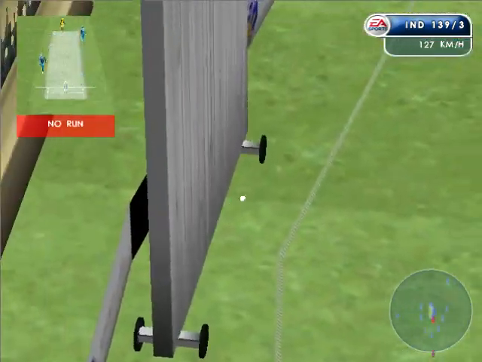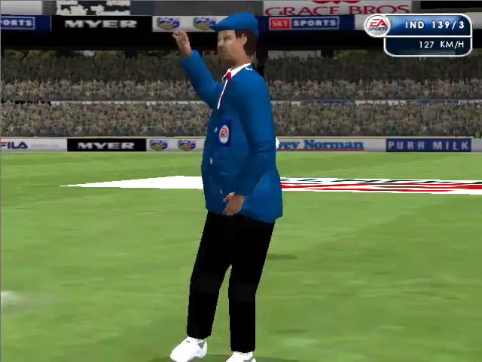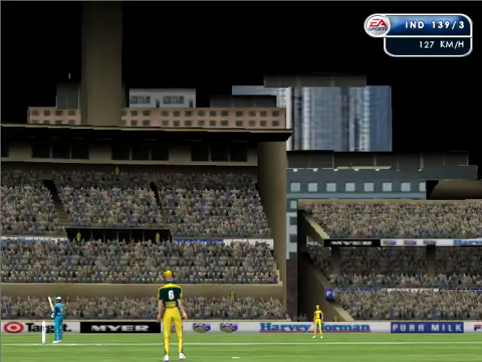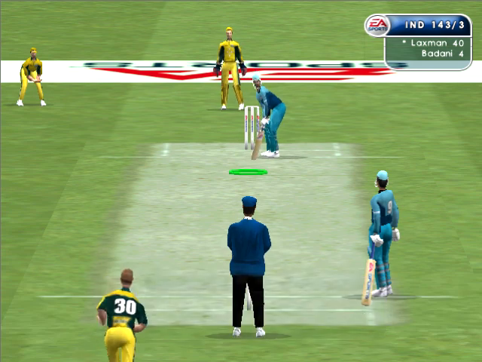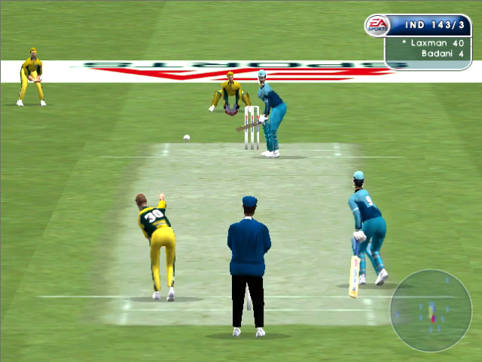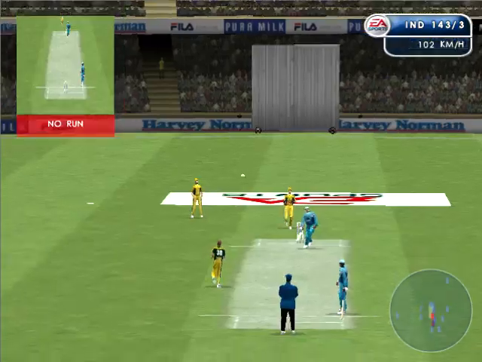There it goes. Gillespie is not impressed. The straight drive's not the easiest shot to play, but that was perfect. Full face of the bat and good footwork. Gillespie continues.